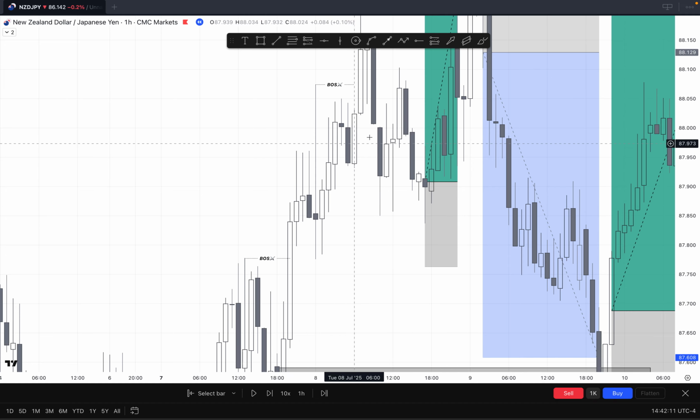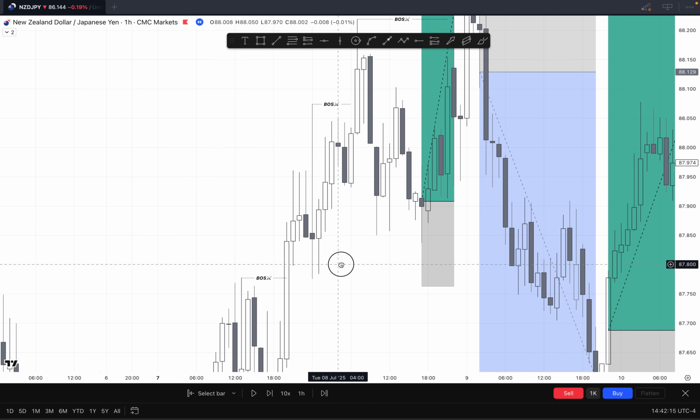On the 1 hour, it shows that it is the only order block on the 1 hour. But it still doesn't show a fair value gap or anything that much different. As a matter of fact, it doesn't. No, but this would be because of this.